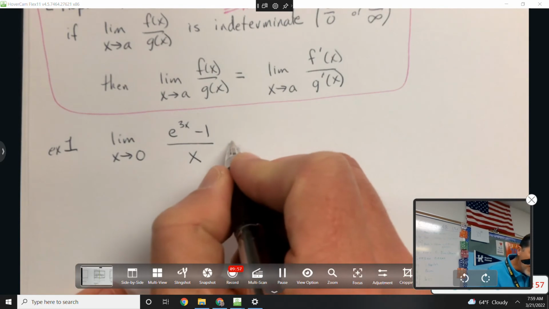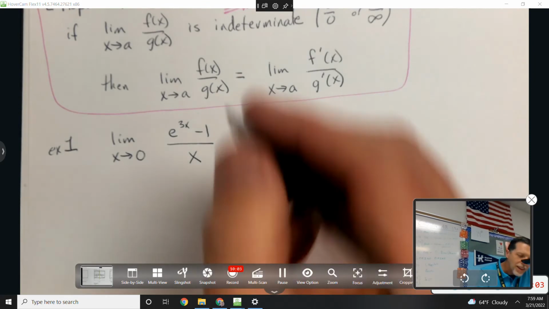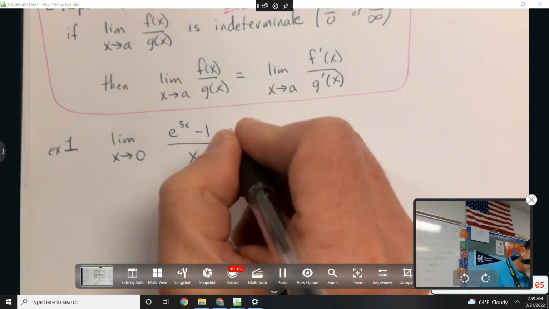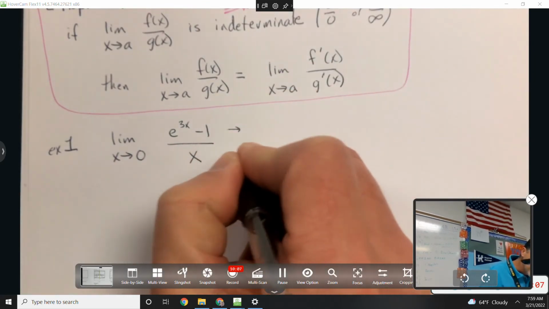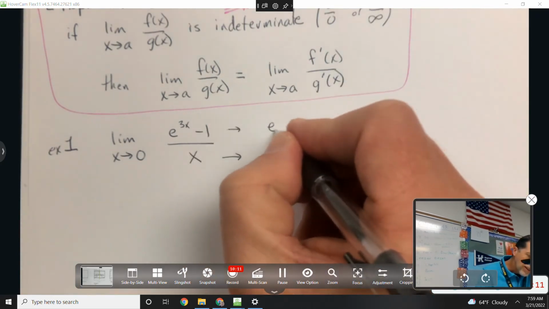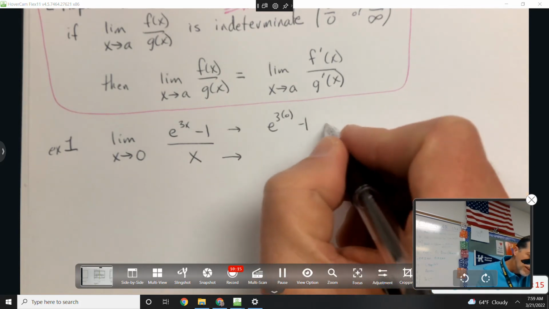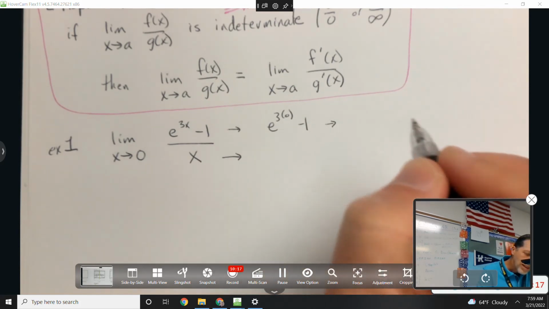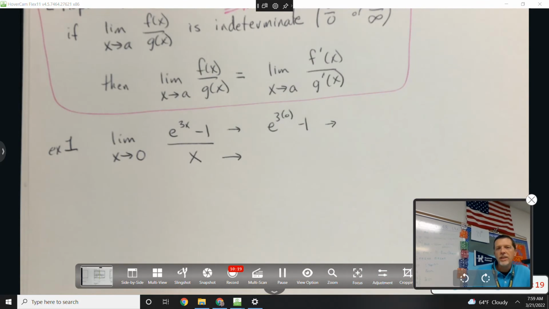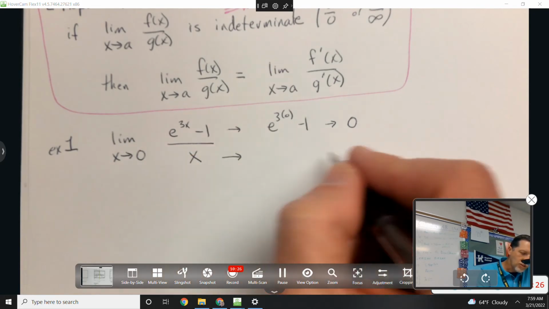Be careful. I'm not going to put an equal sign yet, because I'm suspicious that this is 0 over 0, which doesn't really mean anything. So instead of an equal sign, I'm going to handle the top and the bottom separately. So e to the 3 times 0 minus 1. Let's see. E to the 0 is 1, and 1 minus 1 is 0. And if we plug in 0 for x, we get 0.